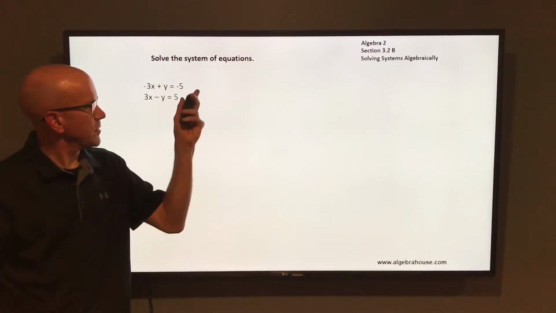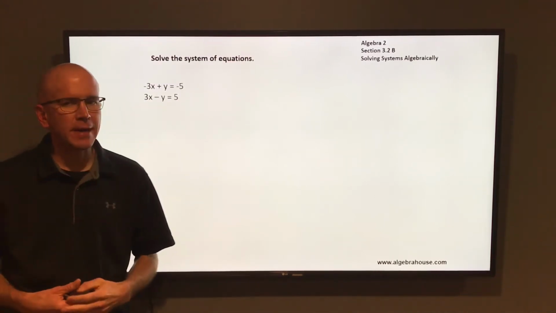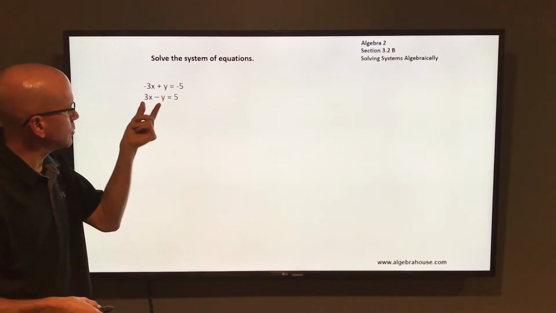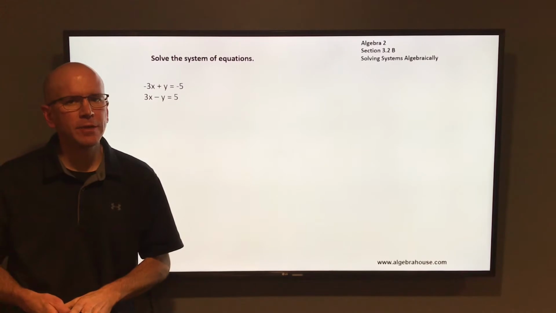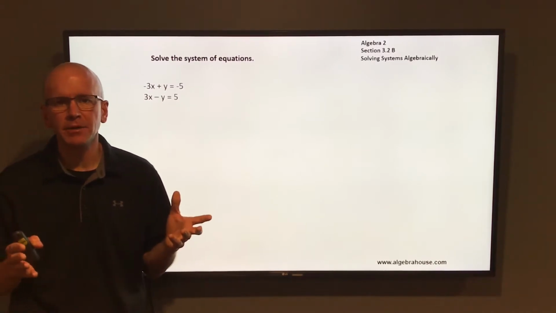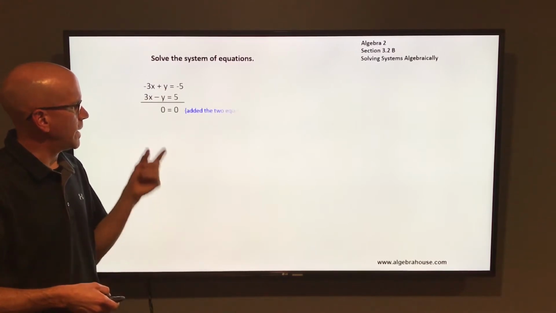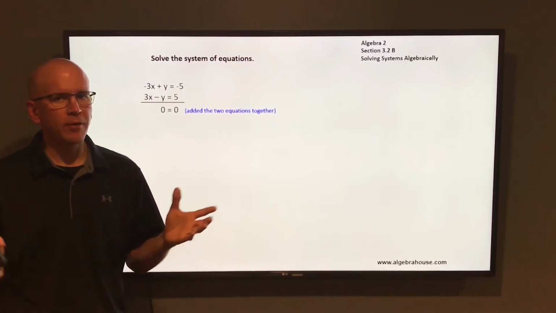We're going to solve this system of equations, negative 3x plus y equals negative 5 and 3x minus y equals 5. Now looking at these two equations, you can see that if you add these two equations together using the elimination method, a variable will cancel. When you add these two equations together though, both variables cancel.